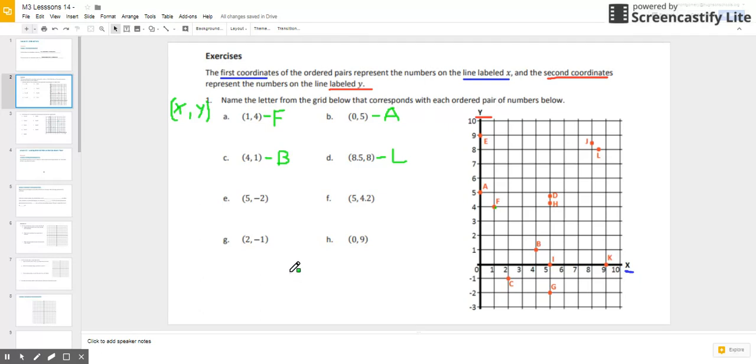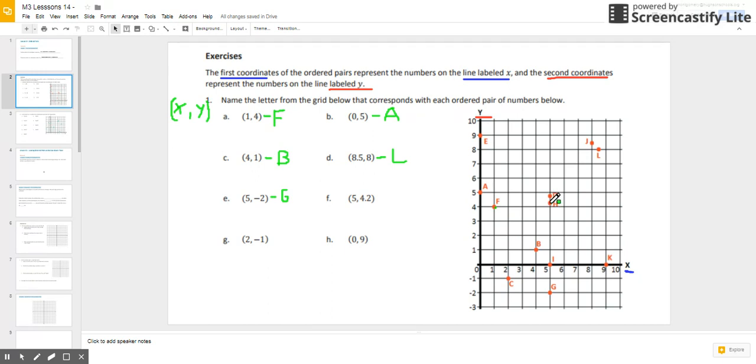Welcome back. So E, to the right 5, and the negative means down 2. So over 5, down 2, that should be G. Next one, F, is over 5, up 4.2. Well, is 0.2 closer to 5 or is it closer to 4? Hopefully you realize it's closer to 4, so that should be the H value.